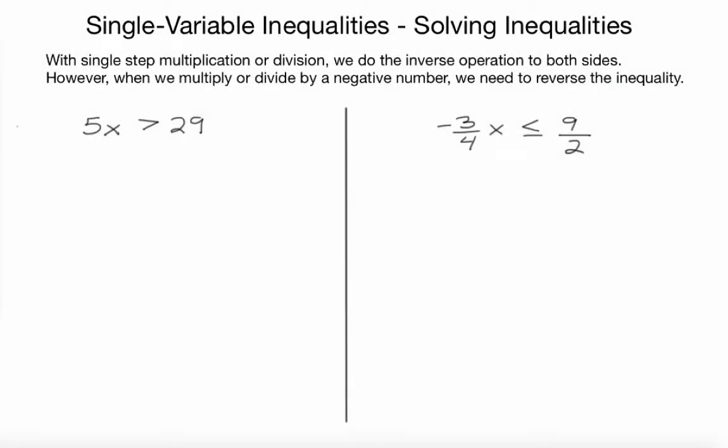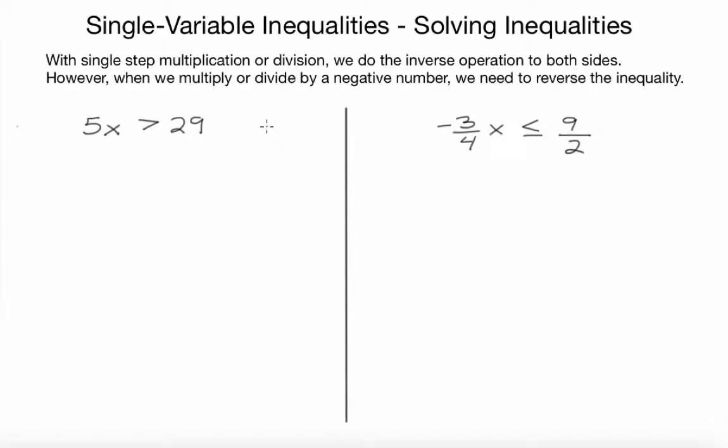Welcome to an algebra tutorial video learning about single variable inequalities. We're talking about how to solve these inequalities, doing things to both sides. We're trying to find the solution set. What are all the possible numbers that make our inequality true? So we're going to talk specifically about multiplication and division as solving these inequalities out.